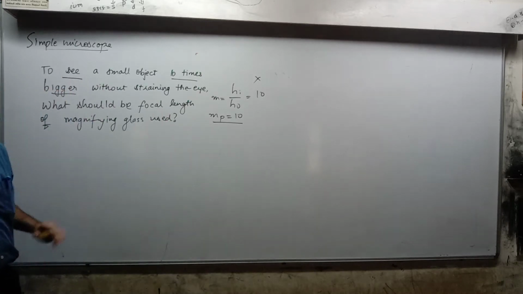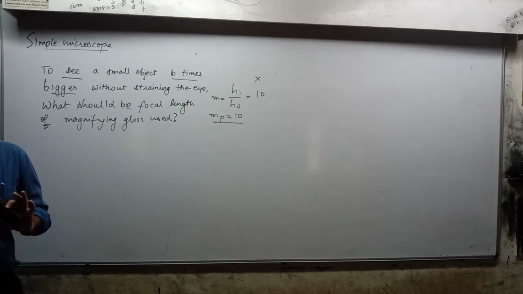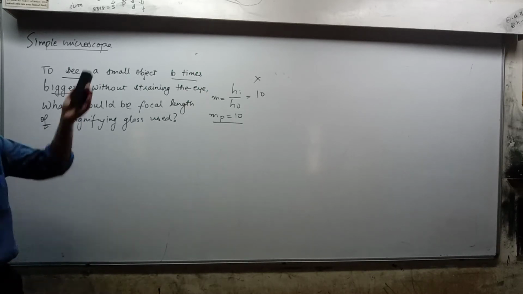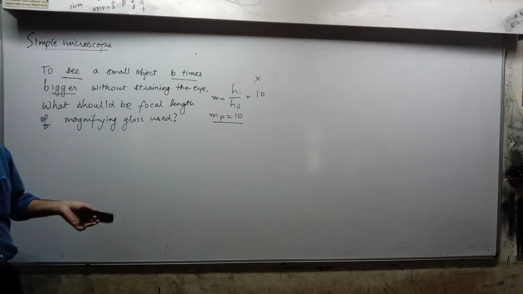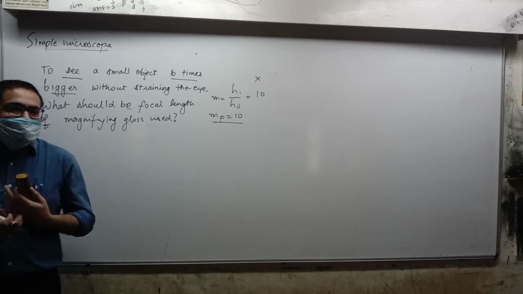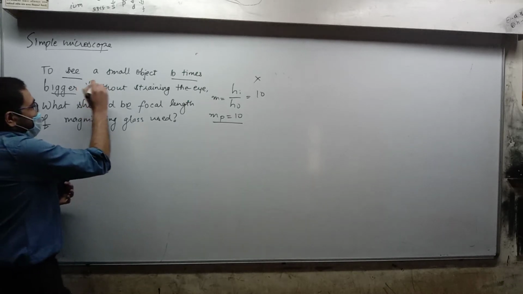Okay. How does it start? mp is 10 times bigger. What do we have to find? Focal length of that magnifying glass, which is a simple microscope. Right? અચ્છા તો કયો ફોર્મ્યુલા યુઝ કરું? d by f or 1 plus d by f or d by u. Well, the other clue lies here.